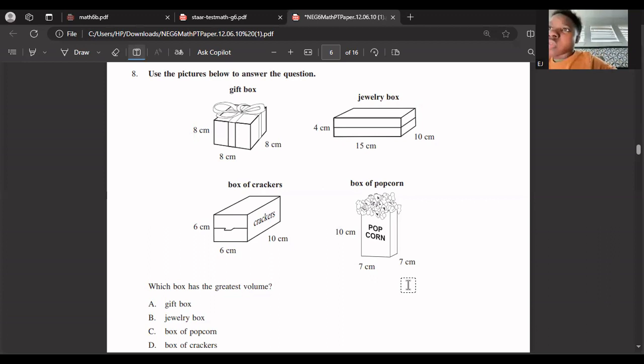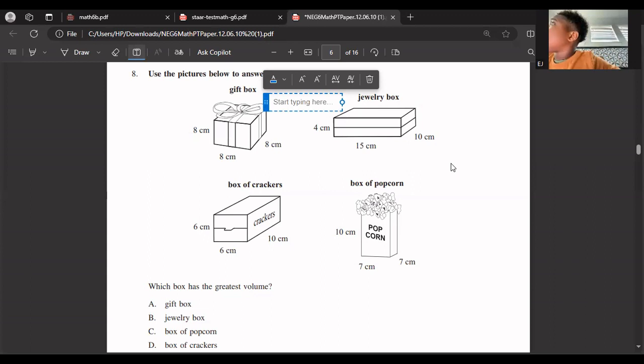8 times 8 times 8. Okay, now use that formula to calculate the volume for all. 8 times 8 times 8 is what? 8 times 8 is 64. Good. 64 times 8 would give you what? 512. Good. 512. Now go to the next cuboid.